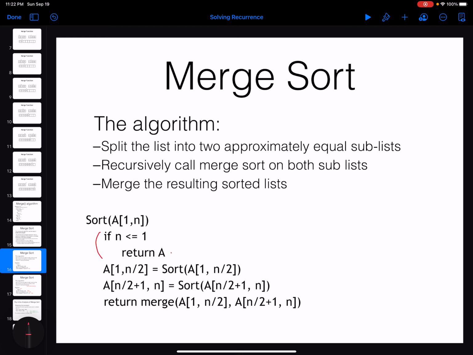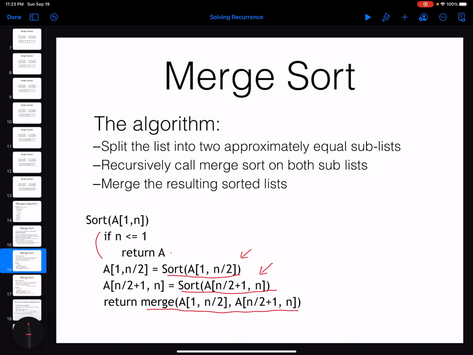Otherwise, you will call the sorting over the first half, and call the sorting over the second half. So you can see that this is a recursive call, right? And then you merge these two parts, and then return the sorted array. This is just a pseudocode, of course.